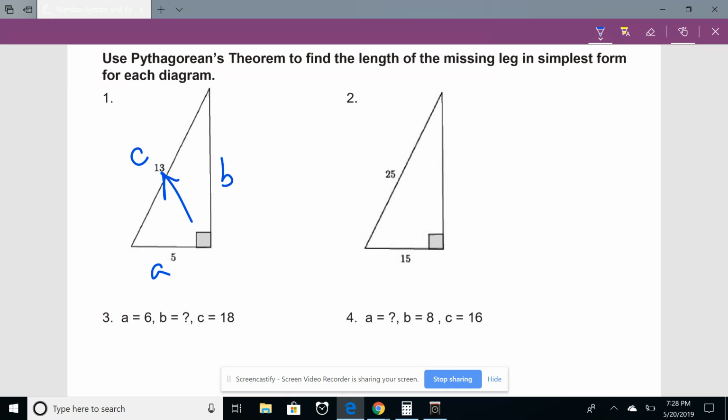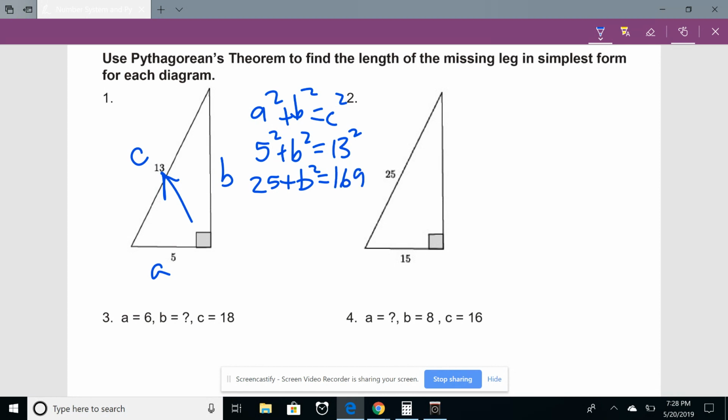All right, so remember, A squared plus B squared equals C squared. So we know my A is 5. 5 squared plus B squared equals 13 squared. 5 squared is 25. 13 squared is 169. Minus 25 from both sides, and you get B squared is 144.